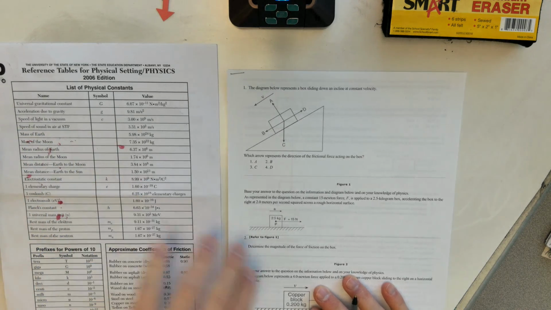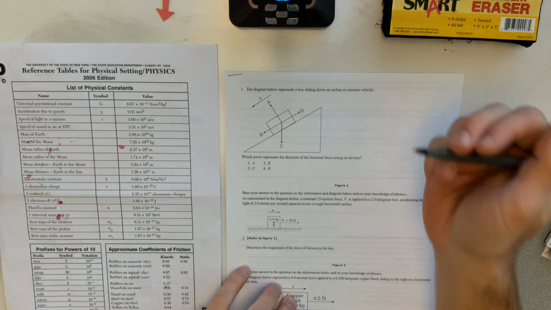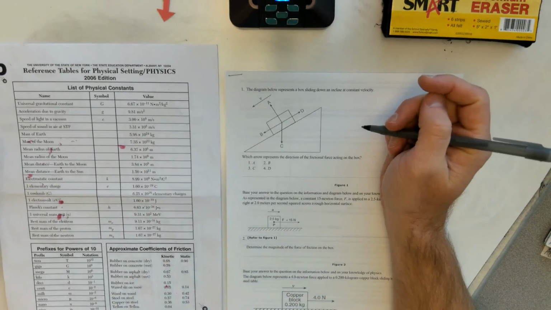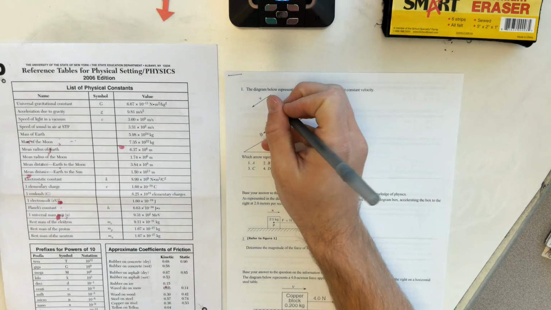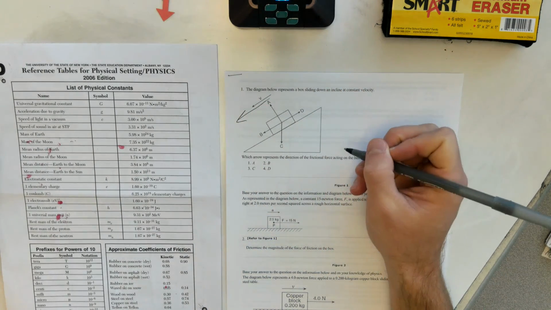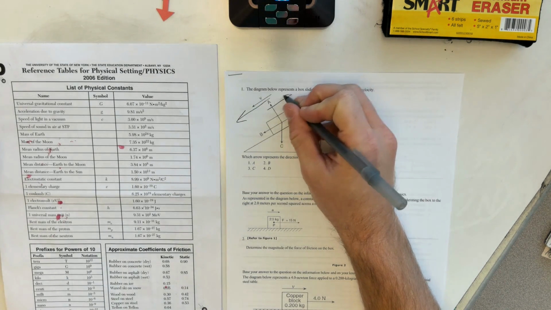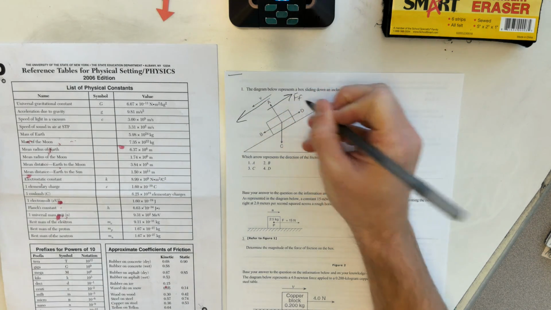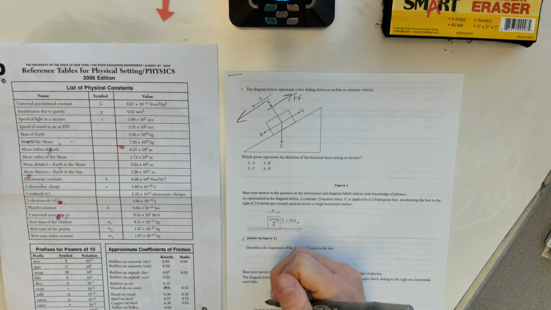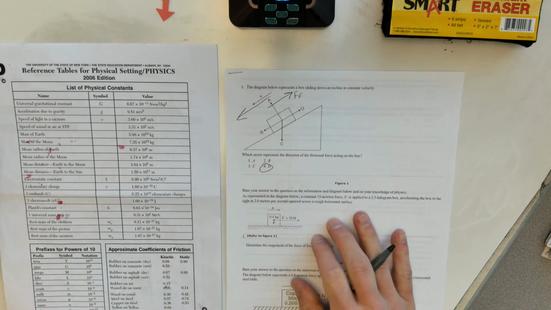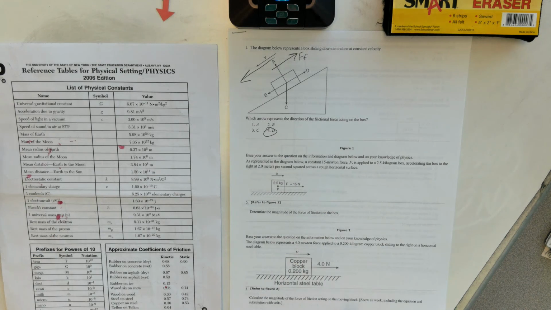Let's get into it. I don't know what order you had them in, but the vector diagram represents a box sliding downhill. Which way is friction going? Well, friction always goes opposite the motion, so it's going towards choice 4, D. Alright, the next one.